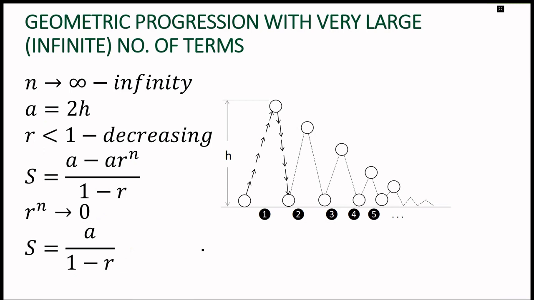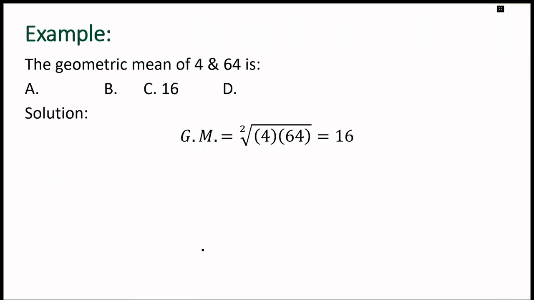Let's move on to an example. What's the geometric mean of 4 and 16? We said we just multiply the two numbers and then get the square root. So we have 4 times 16, which is 64. We multiply that, get the square root, and we have 8.